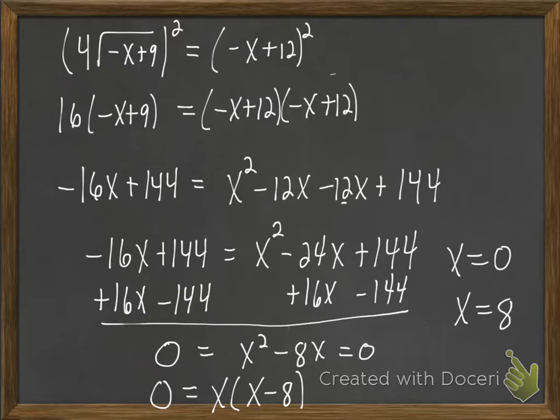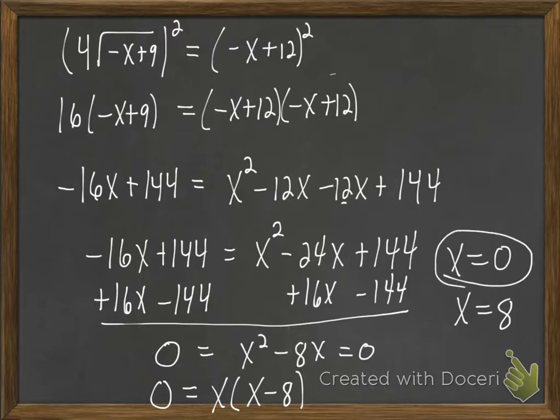And then the last thing you want to do is check your solutions to see if they work. If you plug in 0 to the original equation, you'd have 0 plus 9. Square root of that is 3. 3 plus 2 is 5. Plug in 0 into the other side. Negative 2 times 0 would be 0, plus 25. So we get 0 plus 25, square root of 25 is 5. So 0 does work.